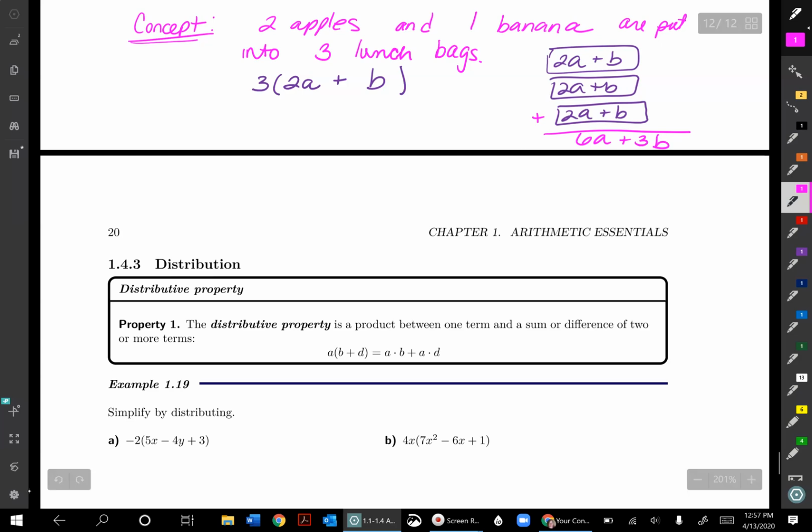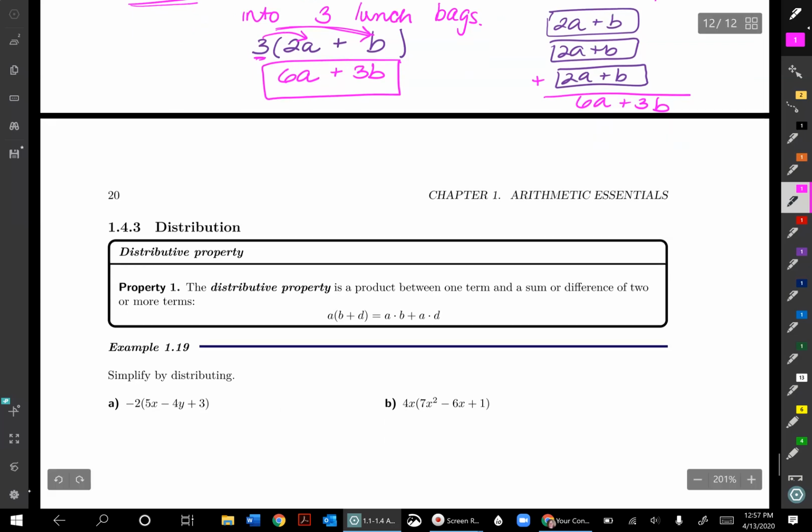So the shortcut to that would be just to distribute, multiply. I have 3 sets of 2 apples, so that would be my 6a. And I have 3 sets of 1 banana, so that would be my 3b. And I can just multiply this number right next to the parenthesis. That's called my multiplier. And I distribute it to every term in the parentheses, in that expression. So my final answer would be 6a plus 3b.